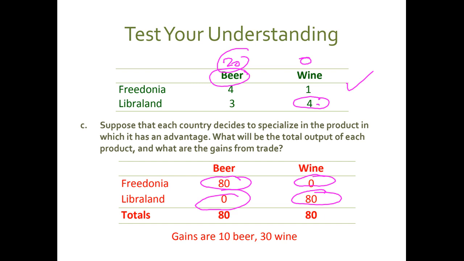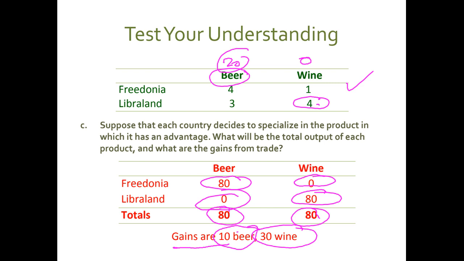And you can see now the total production would be 80 and 80. So we have gains of 10 million more beer and 30 million more wine. So total production of both countries will increase because of this specialization. And now they can trade.